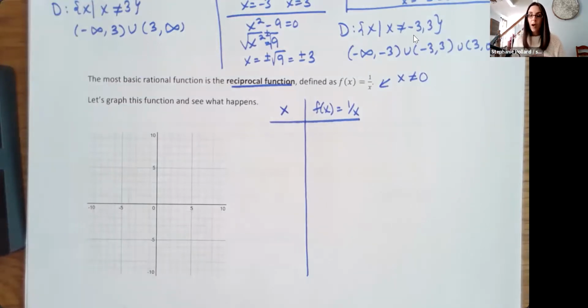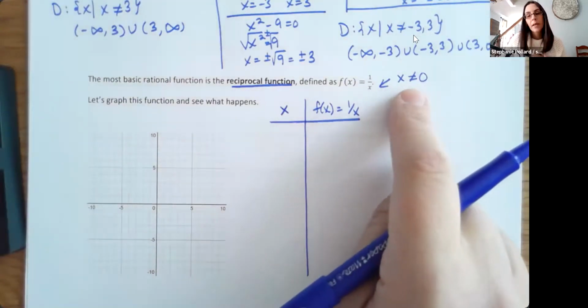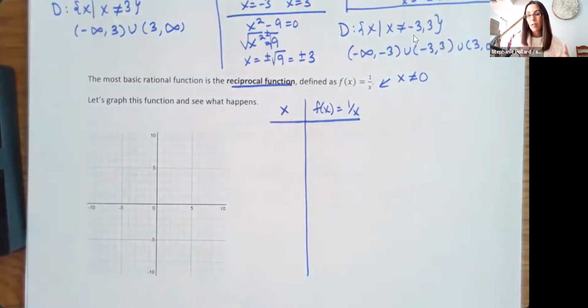So I do like to pick some positives, some negatives. Because x cannot be 0, I do want to pick some values that are close to 0 as well. So I'm actually going to pick some fraction values here too. So let's start with our positives first.